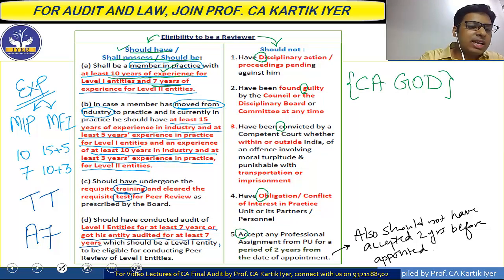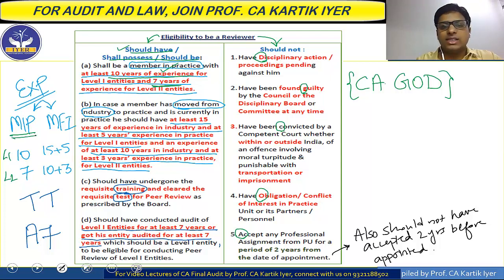So I'm just writing here level 1 and level 2. So for a member in practice, if I want to become a reviewer, I should have 10 years of experience of doing the audit of level 1 entities, and I should have minimum 7 years of experience of doing the audit of level 2 entities, so that I can go and be the reviewer. Look, if a person is a reviewer, that person should have a lot of self-confidence and a lot of experience. Only then can that person review. So that is the main content here.